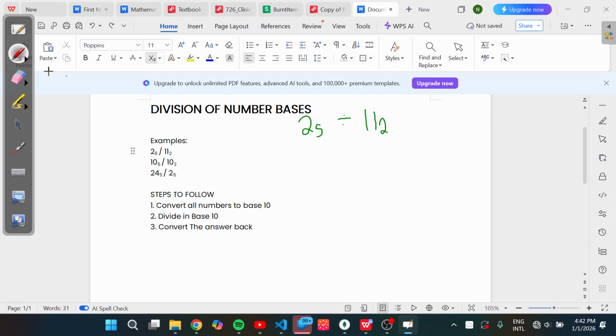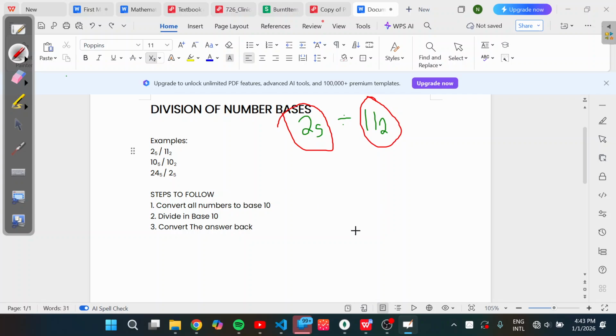We're meant to convert these two numbers, 2 base 5 and 11 base 2, to base 10. So from 2 base 5, we're going to convert it to base 10, and from 11 base 2, we're going to convert it to base 10. So let's see how we're actually going to do that.